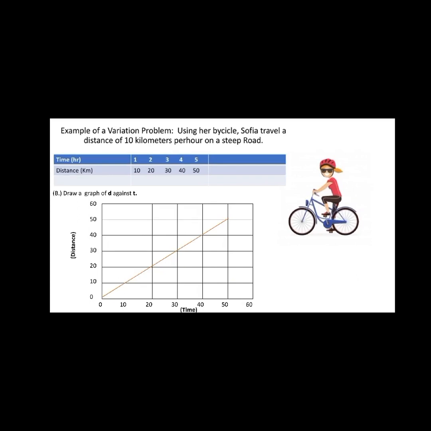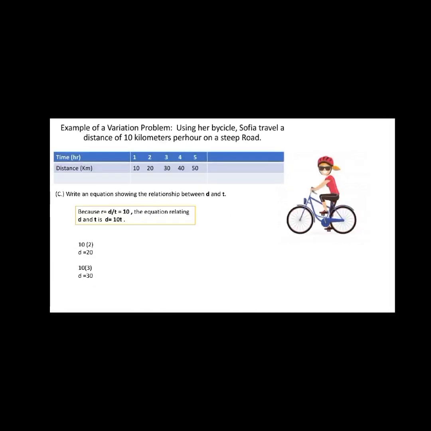Next is question B. Draw a graph of distance against time. As you can see, using the Cartesian plane, you can plot the ordered pairs of the given points. And as you may notice, as the time increases, the distance also increases. And if the time decreases, the distance will also decrease.